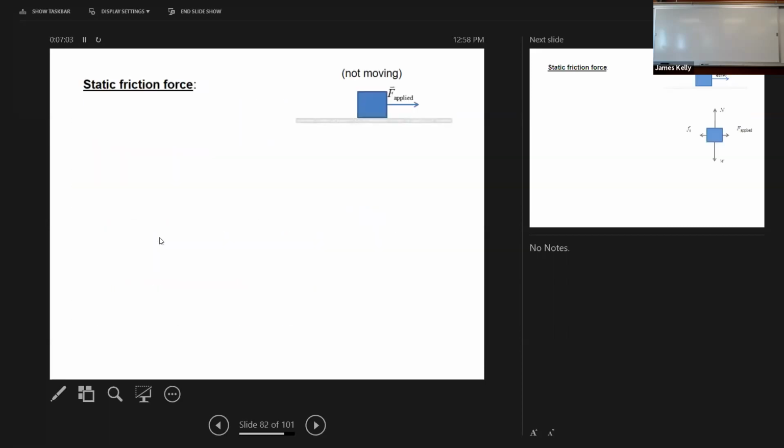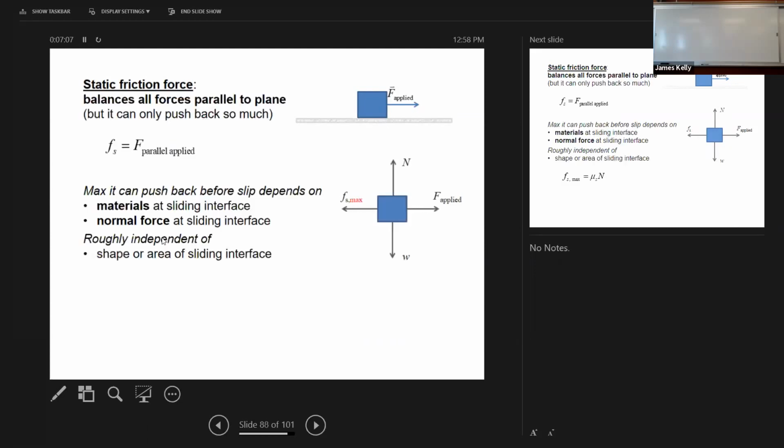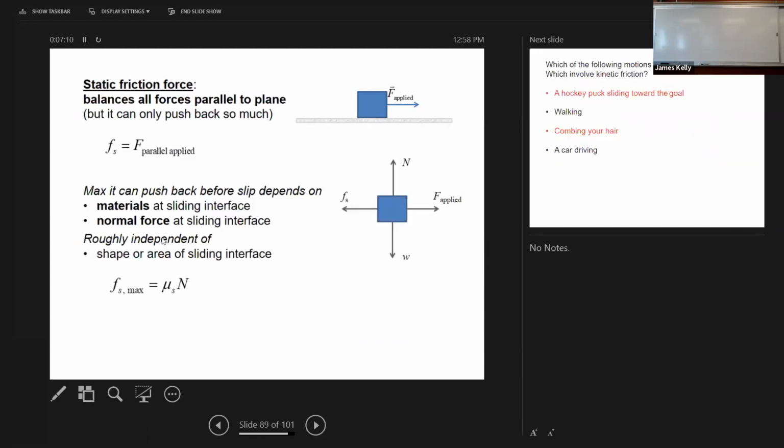And then we also talked about the static friction force. Let me flip forward so that everything's on here. Static friction force is a little bit more confusing. Well, there's only one kind of static friction force. Static friction force means two surfaces are against each other, and they're not moving relative to each other.